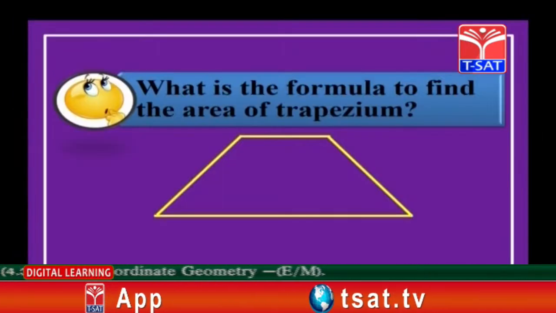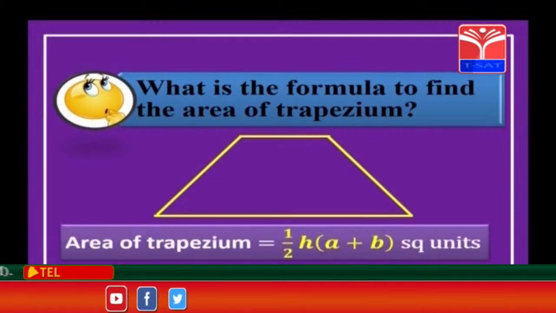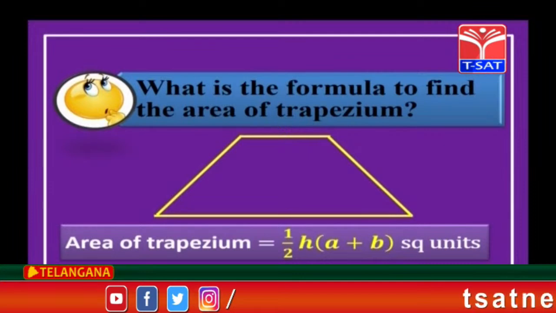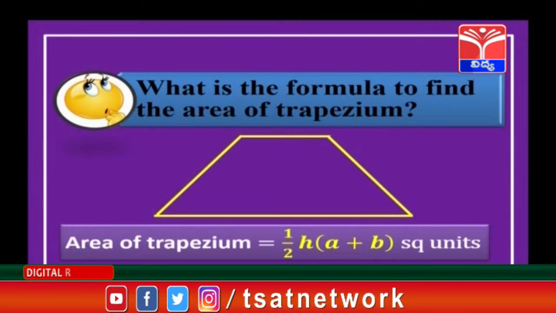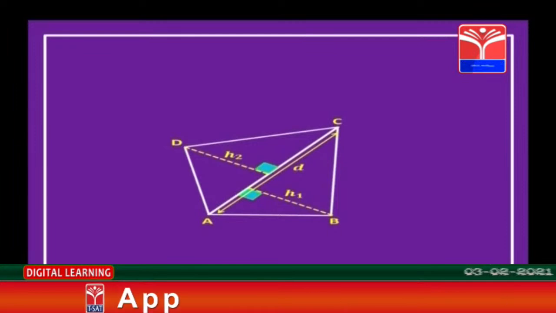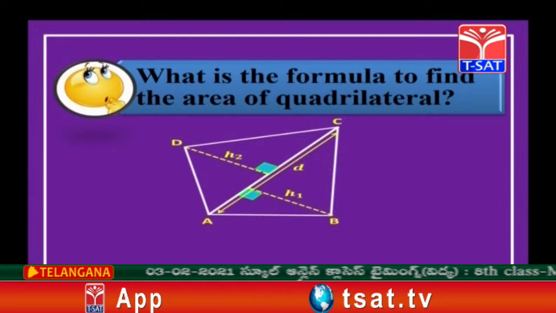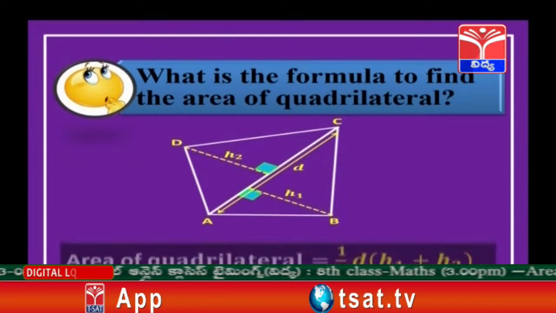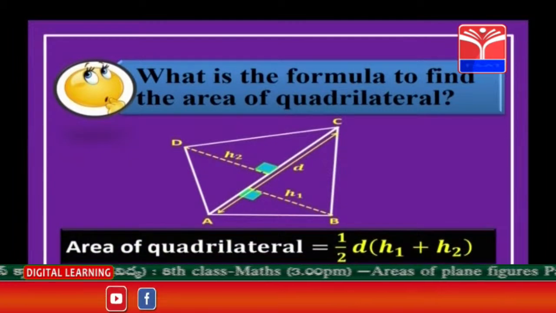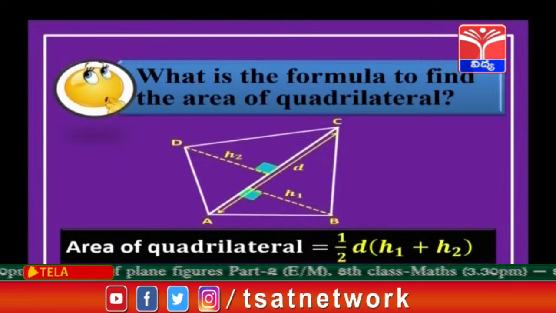Let us start, children. Do you remember what is the formula to calculate the area of trapezium? Area of trapezium is given by half h into a plus b square units. Now what is the figure shown on your screen, children? Yes, it is a quadrilateral. Now what is the formula to find the area of quadrilateral? That's right, once again. Area of quadrilateral is half d into h1 plus h2.